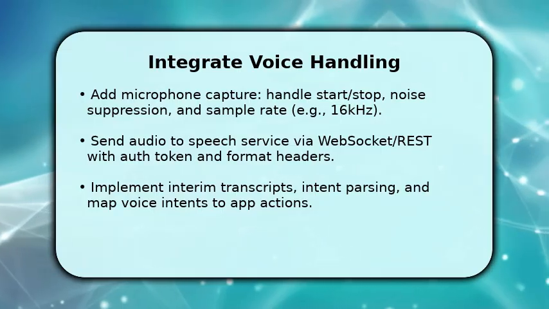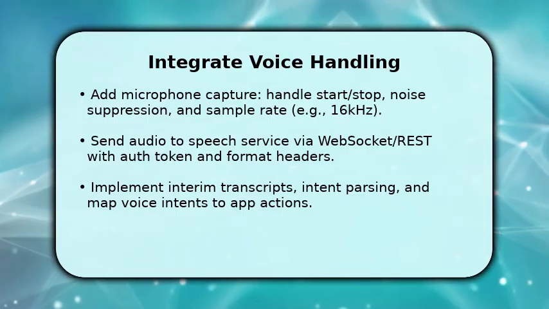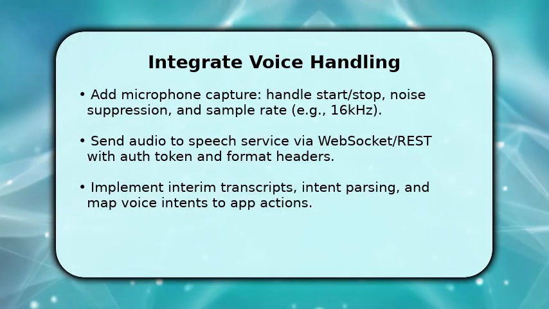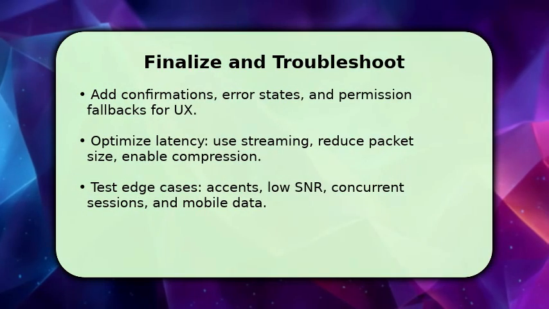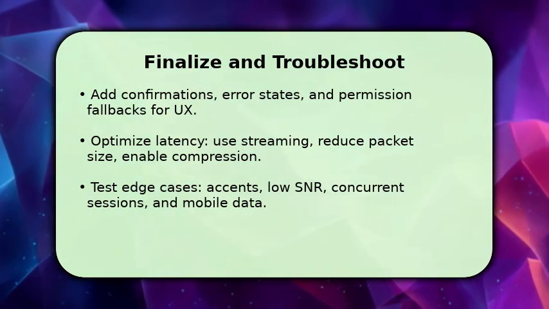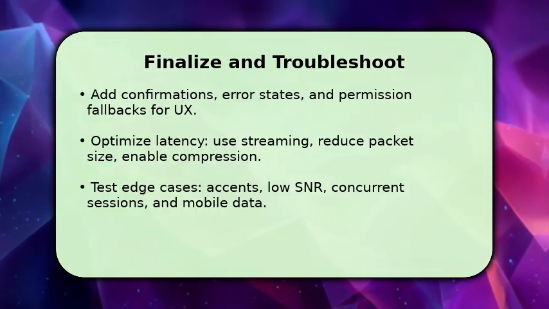Once transcripts arrive, parse intents or entities and map them to your app's actions. Vary the confirmation prompts and fallback paths to improve reliability. Finish by polishing UX and reliability. Add clear confirmation messages, graceful error states, and fallbacks when users deny permissions so the app still guides them.